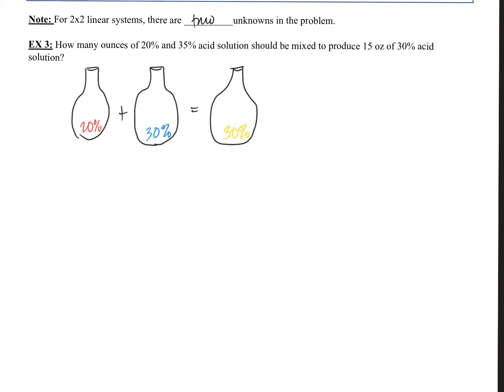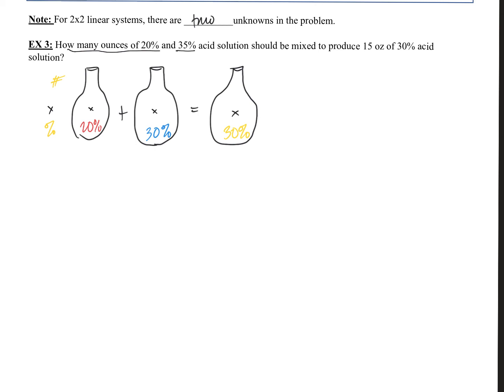Okay, whenever we're working with mixture problems, these are called mixture problems, we always have the percentage and then we have the amount on the top. After that, we'll end up multiplying them together to get our equation. Well, with the 20%, how many ounces do we have? We don't know. That's actually what it's asking us. It's asking how many ounces of the 20 and 35%. We don't know either amount.